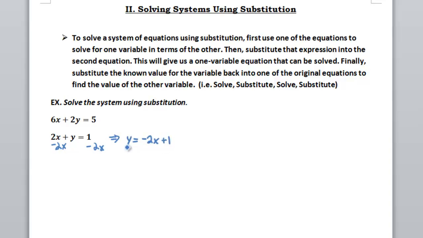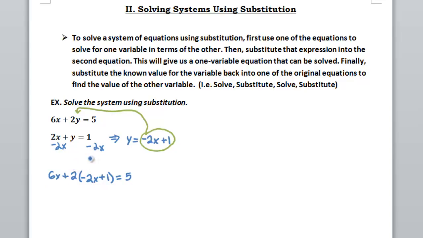We've solved for y. Now we'll take this expression for y, since this is what y is equal to, and we'll substitute it in for y in the other equation. Solve, substitute. Let's write our new equation down here. 6x plus 2 times, now instead of y, we'll write the expression that y is equal to, negative 2x plus 1. And that is all equal to 5. Here's the equation that we can now solve for x.